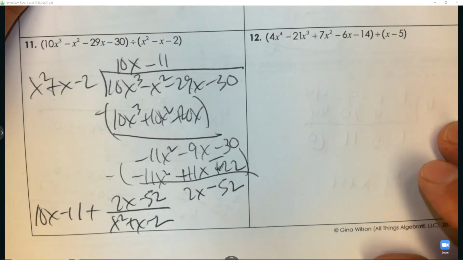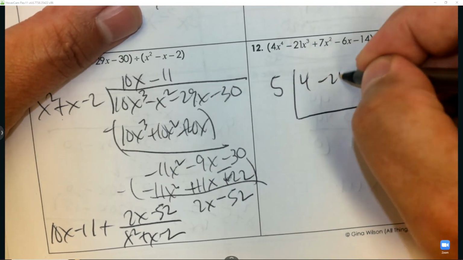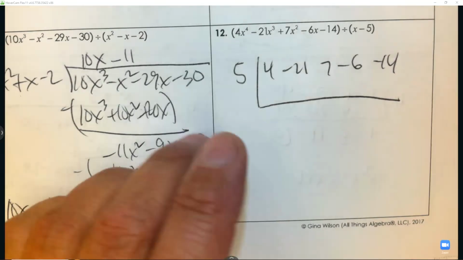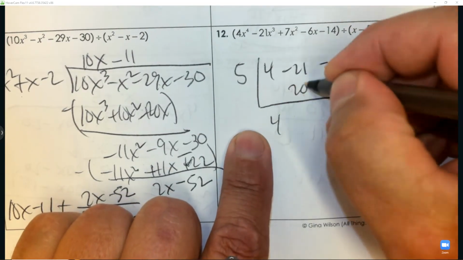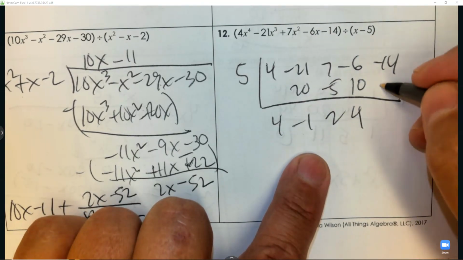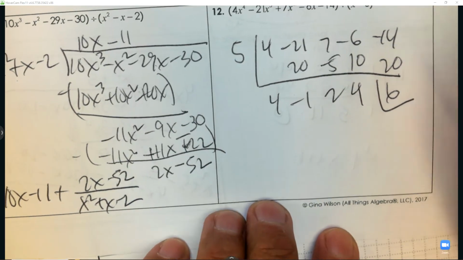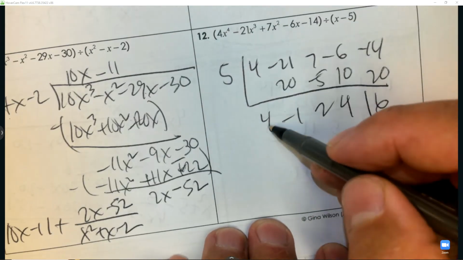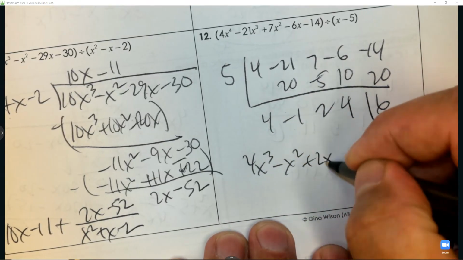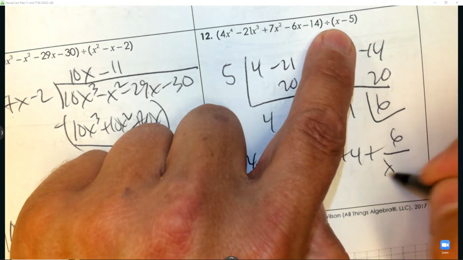All right, last one, synthetic or long, that's synthetic. So positive 5, 4, negative 21, 7, negative 6, negative 14. All right, press pause and try it, and you did great. I know you can do this. Sure I didn't make a silly mistake. So x to the 4th, this is going to be 4x cubed minus 1x squared plus 2x plus 4 plus 6 over x minus 5.